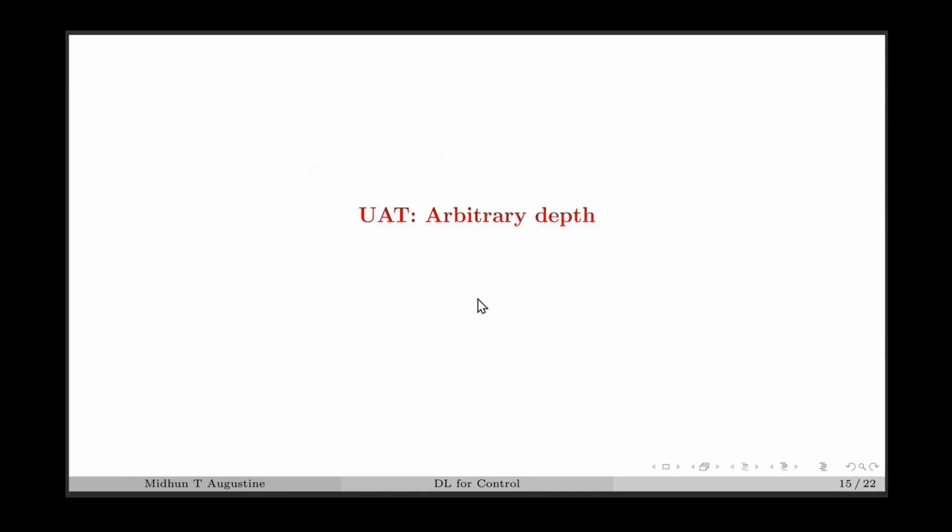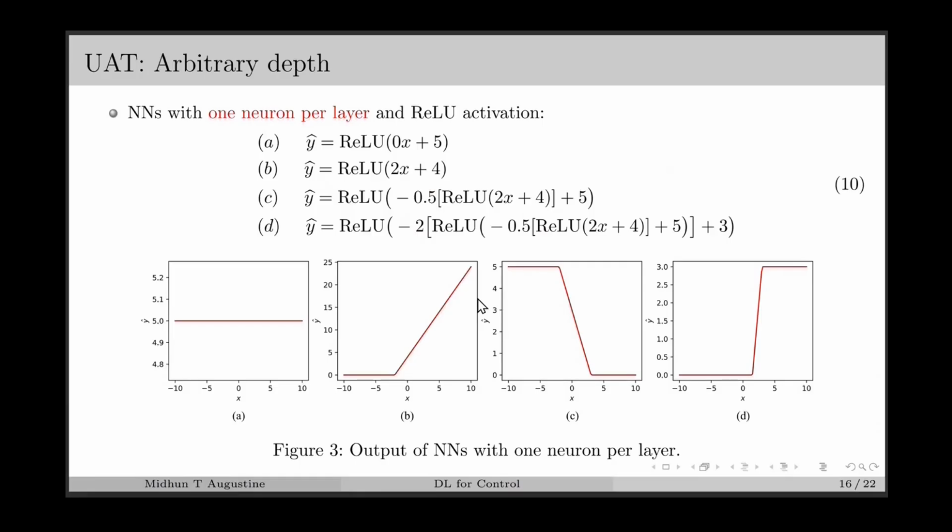Now we move on to UAT in the direction of arbitrary depth. As an example, we can consider a neural network with 1 neuron per layer and a ReLU activation. Here the first function is ReLU of 0x plus 5, which is a horizontal line with the y-intercept at 5. For ReLU of 2x plus 4, we have 1 fold. If we consider the composition of ReLU of 2x plus 4 with ReLU of minus 0.5x plus 5, we get a function with 2 folds. Now here we have considered a composition of 3 ReLU functions, and here also we have only 2 folds.